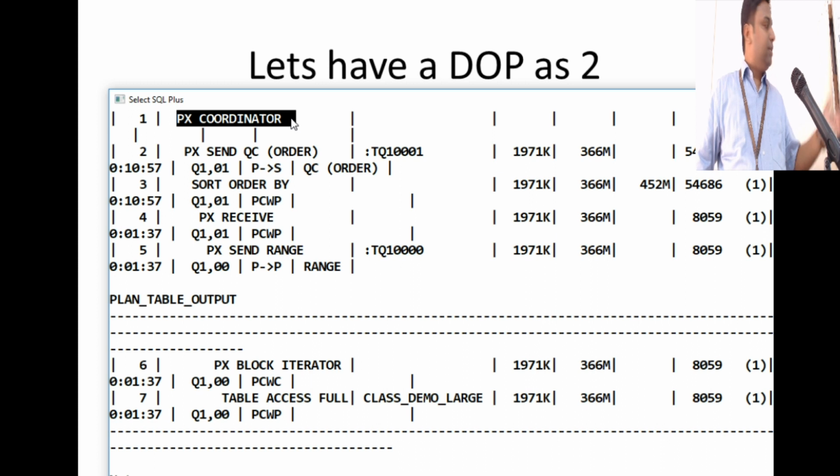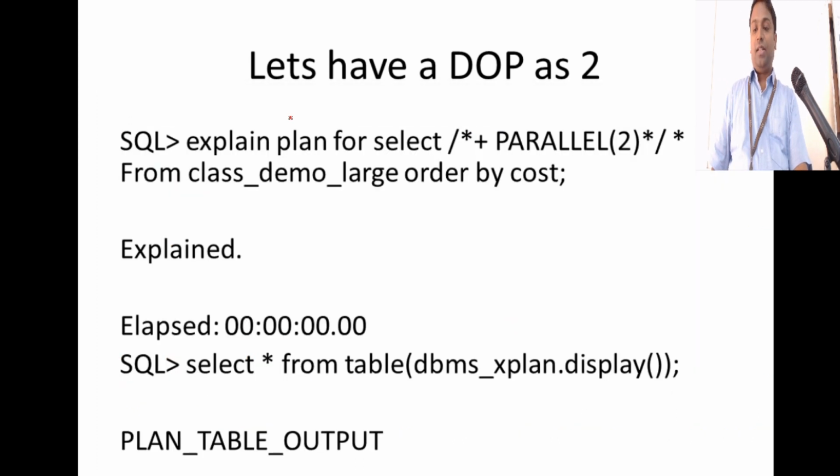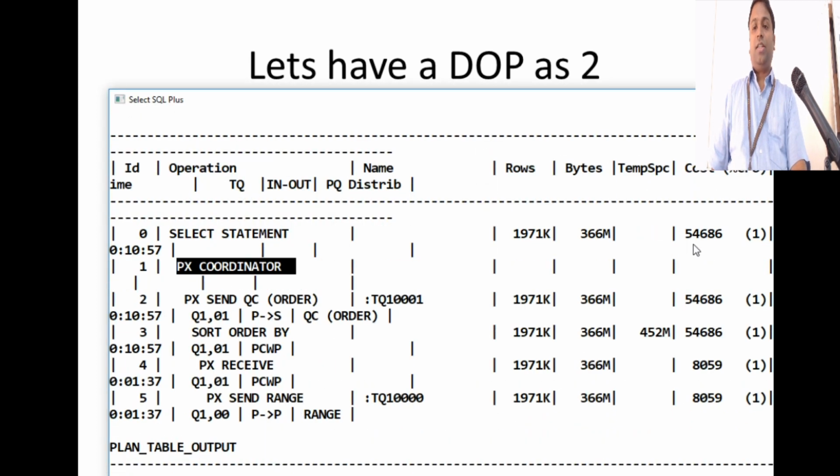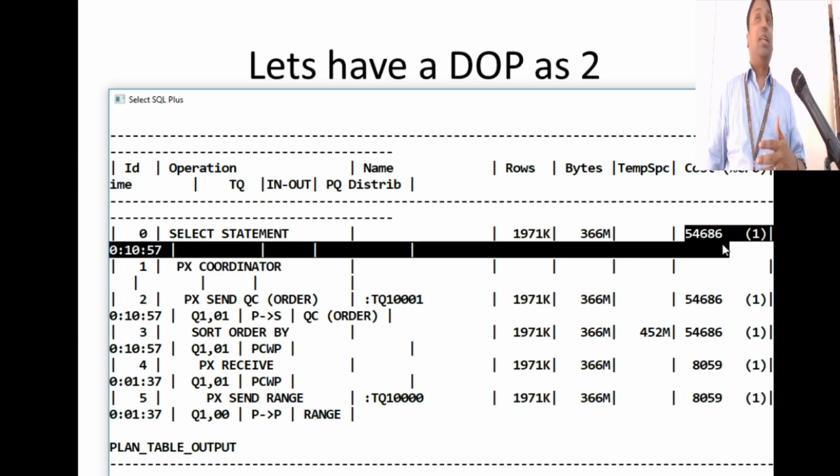This is what we discussed in depth in the last class. And you see the cost has reduced from some 94767 to 54686. So the optimizer executes the query that has the minimum cost. You can very well see here that when you go in for parallelism, your cost gets reduced.